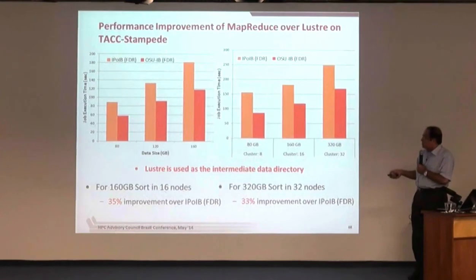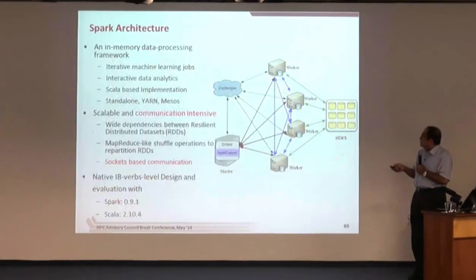The second solution is actually the Lustre is used as the intermediate data directory. You don't touch your local disk. So here again you see around 35 to 33% improvement.